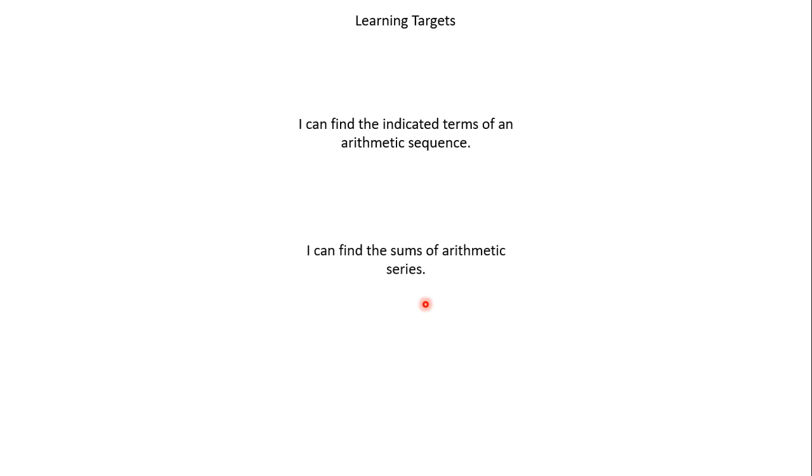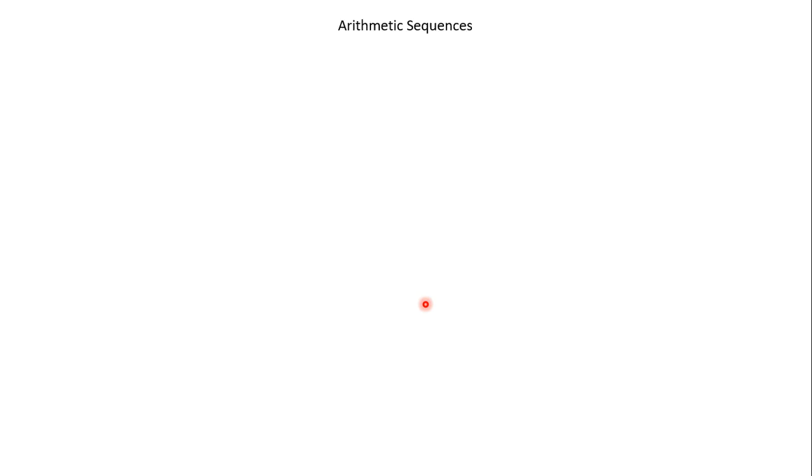Our learning targets: I can find the indicated terms of an arithmetic sequence, and I can find the sums of arithmetic series. So we have the sequence and series. Find the term, find the sum. And so we might be thinking, all right, what is an arithmetic sequence? It's a special type of sequence where each term differs by the same number, which is called the common difference.